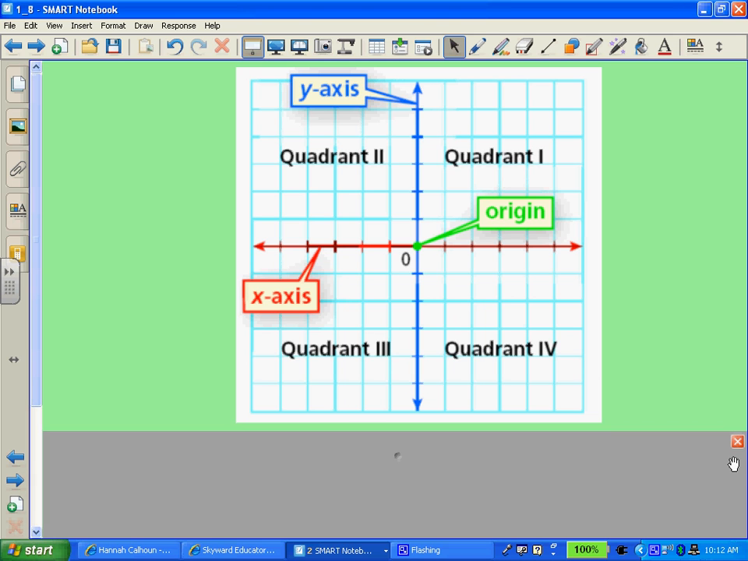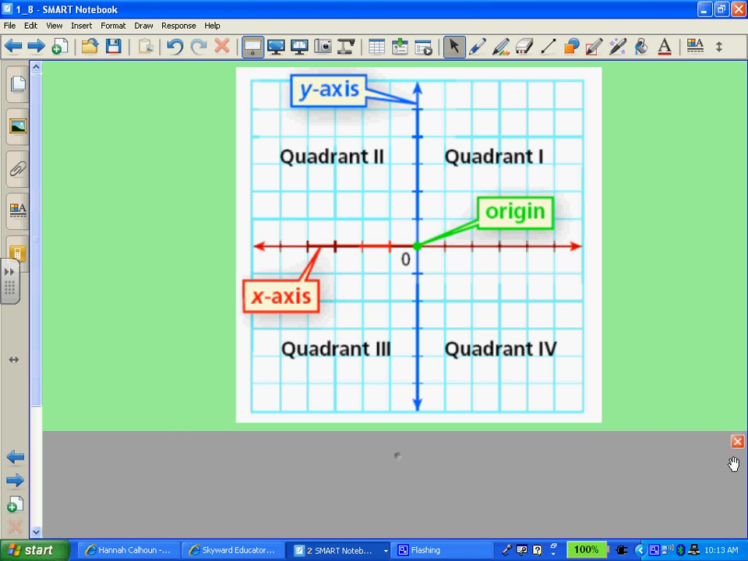If you have a hard time remembering that, the way I remember it is y is a taller letter than x. So y is the one that goes up and down, and x is the one that goes across. I don't know if that helps you or not, but it helps me. Then we have the origin. That's where the two axes meet. In the middle there, its coordinates are 0, 0.